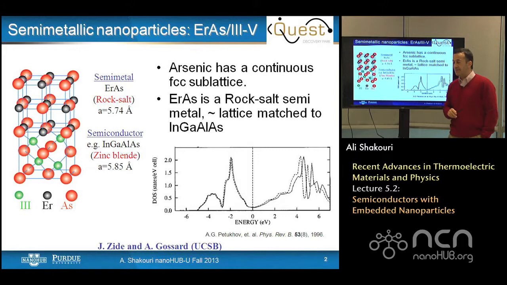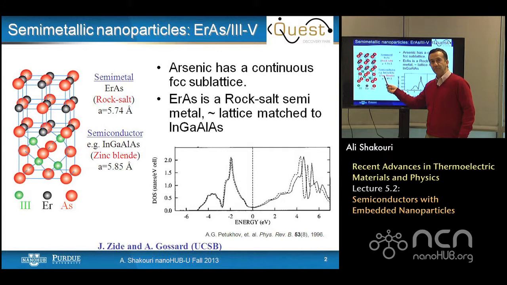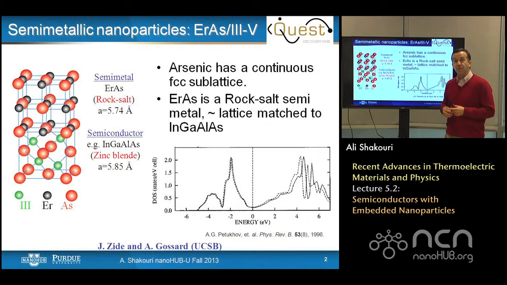And erbium arsenide, here is a density of states calculation, is a semi-metal: at the position of the Fermi energy, density of states is not zero. Why we looked at this is one way to combine something metallic with something semiconducting in an epitaxial way. And the idea we wanted to do is to look at metal semiconductor composites.